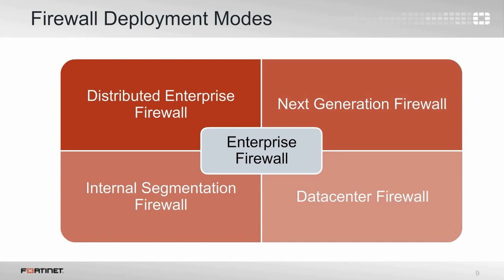In the Enterprise Firewall Solution, each FortiGate device has a specific role, depending on where it is installed and what assets it's protecting. In general, there are 4 roles, or deployment modes. Distributed Enterprise Firewall, also known as UTM. Next Generation Firewall, NGFW. Internal Segmentation Firewall, ISFW. Data Center Firewall, DCFW. You will learn about each of these roles in this lesson.